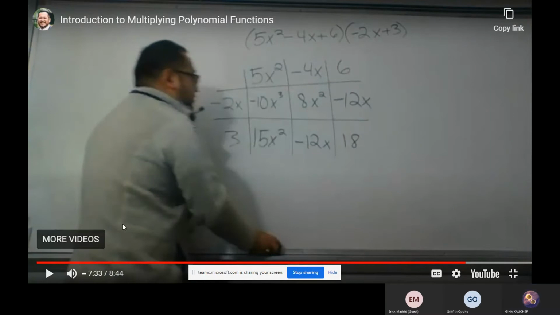Okay. So there we go. So then you have your terms. So what you have to do is just find like terms and add them together and write your answer down. So you would write negative 10x cubed. You would add these two together and write 23x squared. Then you would add these two together and you would record negative 24x, because you now have negative 24x's, and then plus 18, and that would be it.